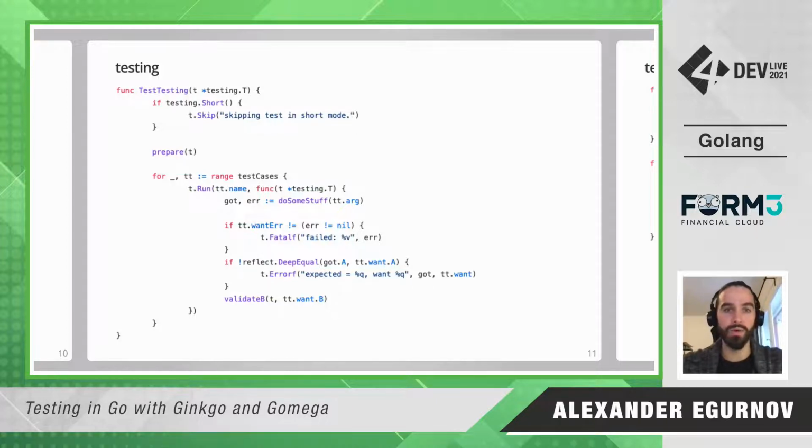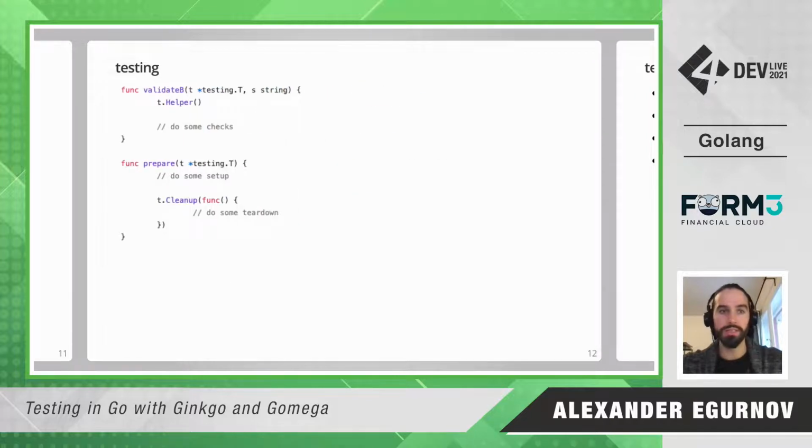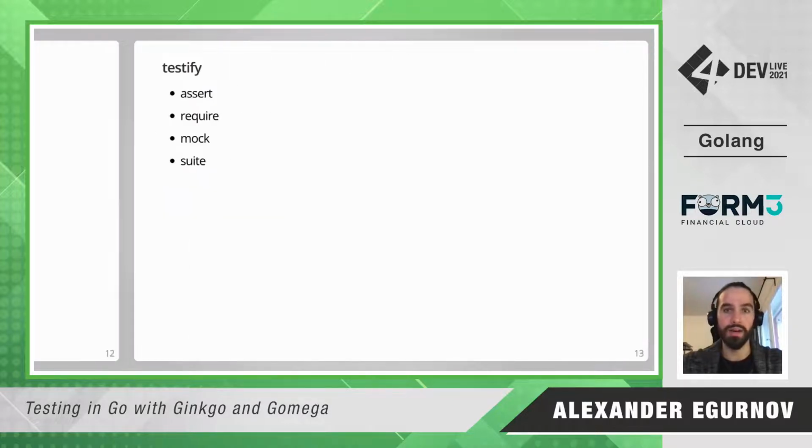So this adds quite a bit of code to the test and makes it, in my opinion, a bit harder to read. So here you see typical examples of what you would write to simplify your life using the standard testing package. So you can have all kinds of checkers, validators, and you need to write your own setup and tear down code. Let's see if we can improve on this and how.